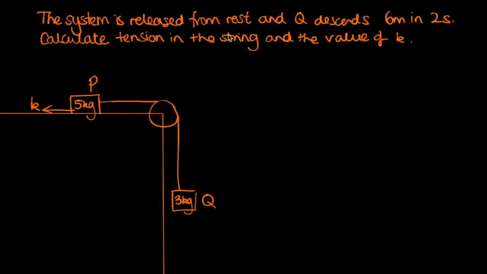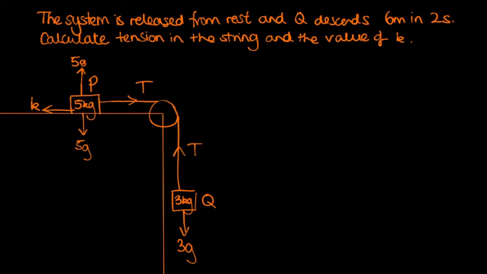So as always, we're going to need to depict the forces on the diagram. So we have the weight of Q, 3g. We have the weight of P, which is 5g. We have the normal reaction force between P and the table. So that's going to be 5g because the table is perfectly horizontal, and then we also have tension in the string, again pointing towards the pulley.